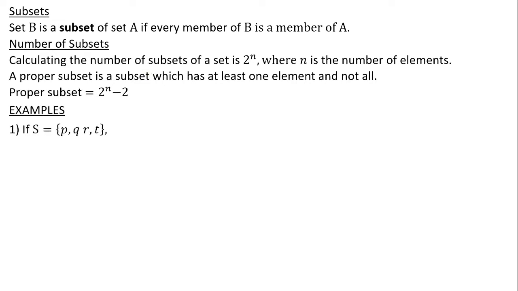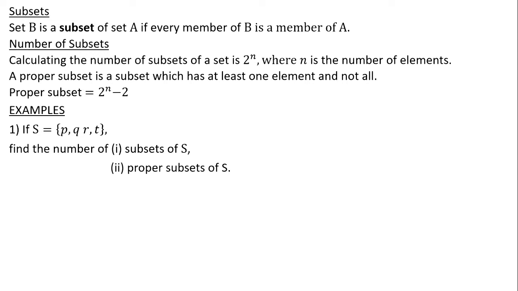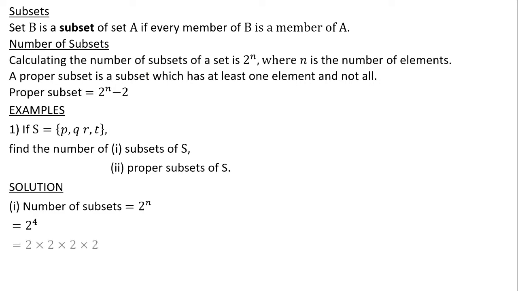Examples. If S is equal to {P, Q, R, T}, find the number of 1. Subsets of S, 2. Proper subsets of S. So we'll start by saying the number of subsets is equal to 2 to the power n. Where there's n, we'll replace 4 because the set S has 4 elements. 2 times 2 times 2 times 2 will give us 16. So set S has 16 subsets.